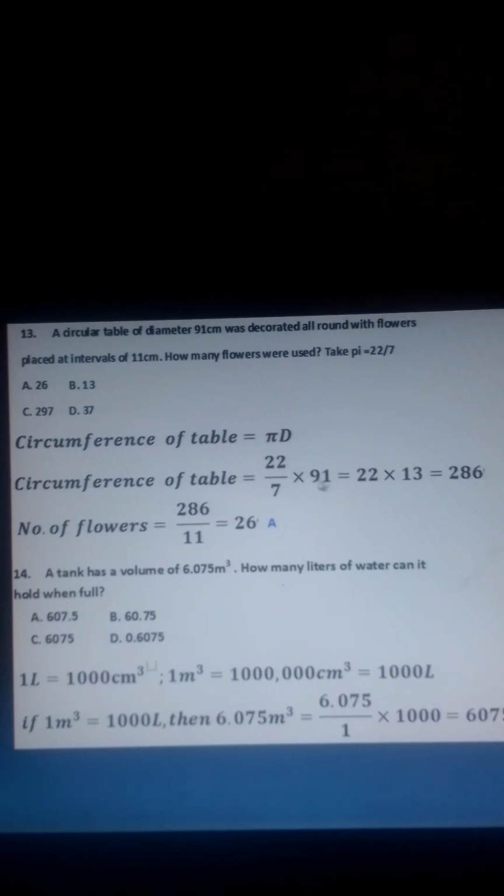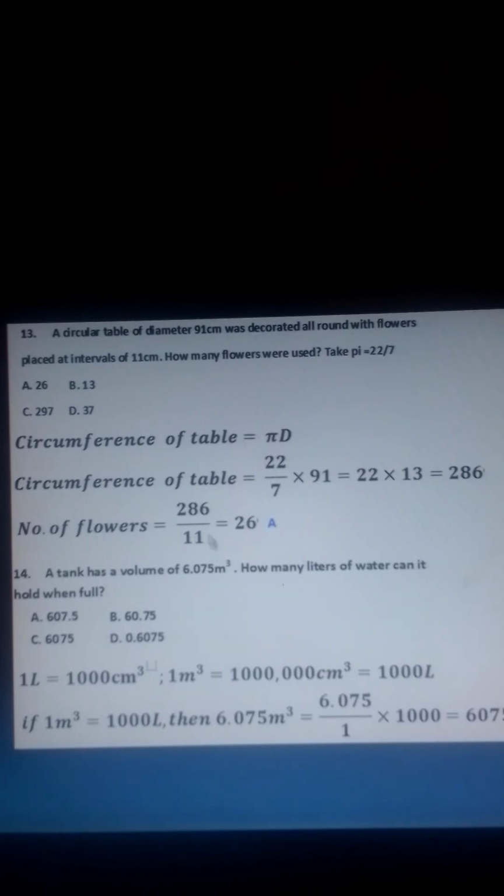So when you work out this one, 7 goes into 91 thirteen times. So this one becomes 22 times 13, which is 286. Alright? Now, so that's the circumference, the distance around the circular table. And the flowers are placed after every 11 centimeters. So we divide 286 by 11 to get the number of flowers that were put on the table. So this one divided by 11, is 26.